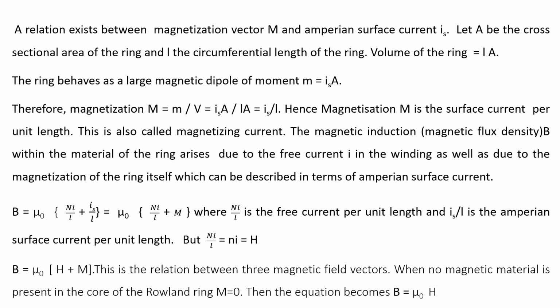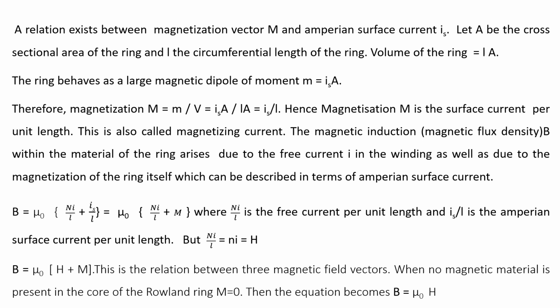This Amperian surface current I_S and the magnetization vector M can be related by a simple relation. For that, we consider the cross-sectional area of the ring as capital A, and L the circumferential length of the ring. Therefore, the volume of the ring is L times A. The ring behaves as a large magnetic dipole of moment m. The magnetic dipole moment is the product of the current and the area. That is, m is equal to I_S into A, because here we are considering the Amperian surface current.